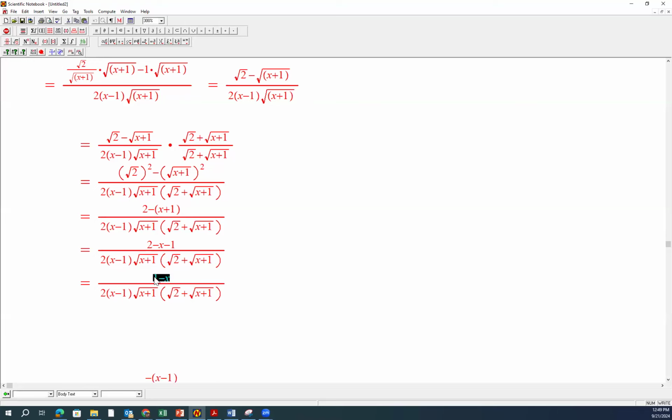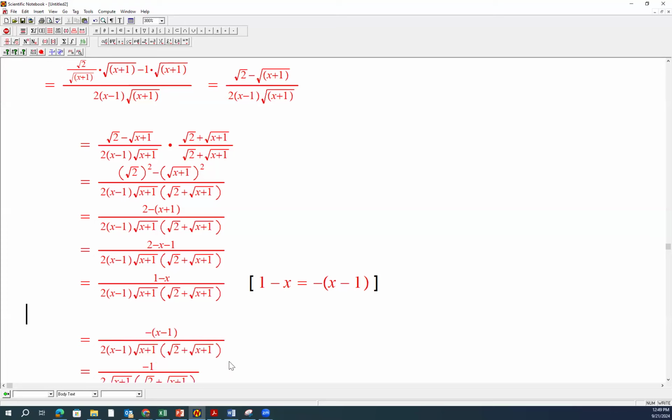We got a 1 minus x on the top, x minus 1 in the bottom, knowing that 1 minus x is the negative of x minus 1. You can verify that on a piece of scratch paper next to you. So 1 minus x is equal to negative of x minus 1. Verify that. If you need to pause, pause. Okay, so we got to the next step.